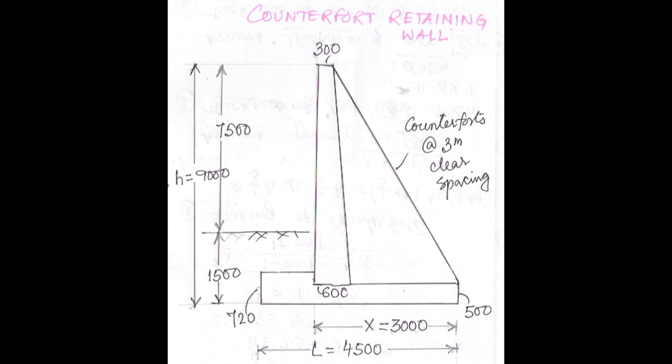Now what is h? H is the total height. Total height means the depth of the foundation, which is 1500 given in the question, and 7500, that is the 7.5 meter, which was the height of the backfill the retaining wall is holding. So this is just the preliminary determination of the dimensions of the counterfort retaining wall.